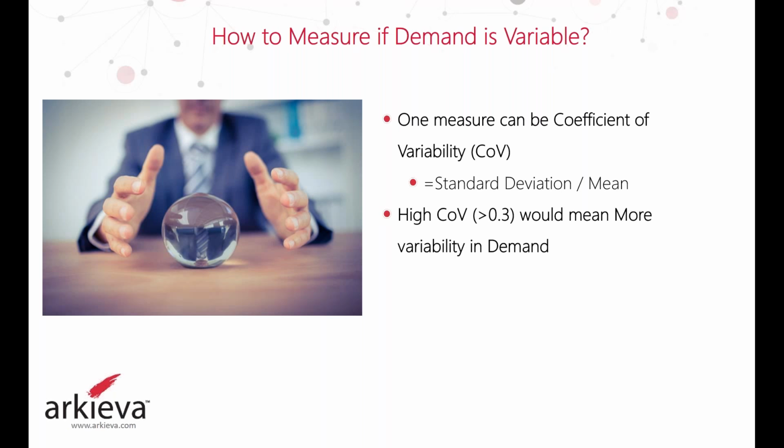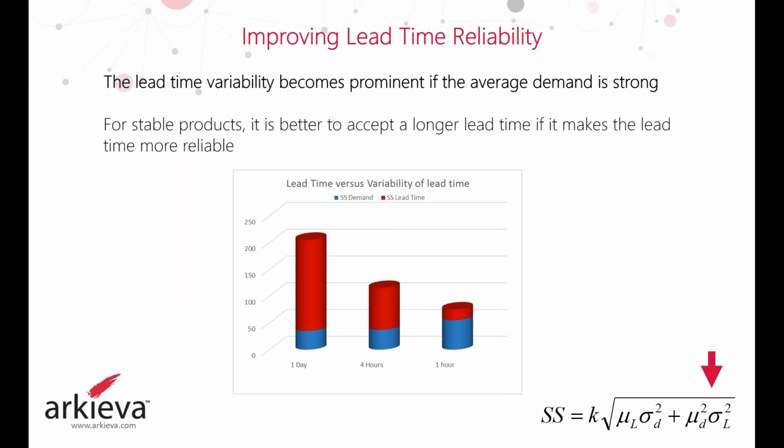Again, in any company, you might have a mix of both. What's the other part you might have? The other part might be where the average is strong, so you have a high volume item, but the variability is low. So if it's a stable product with high average, guess what? It might be better for you to accept a longer lead time as long as you can make it more reliable. Why is that? Because now we are dealing with the second term in the safety stock formula.